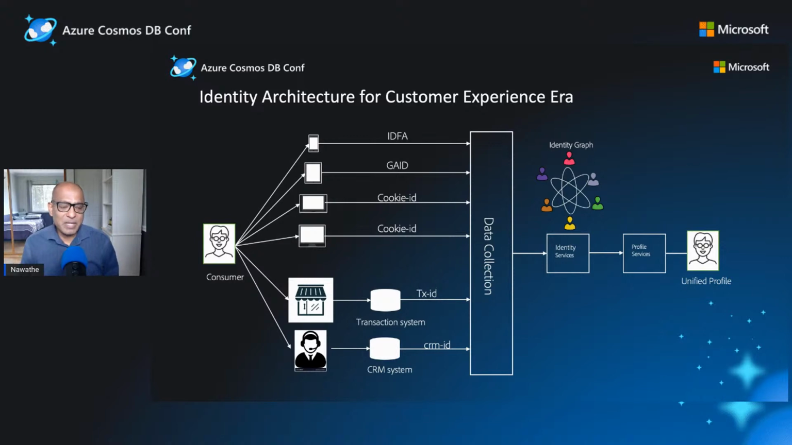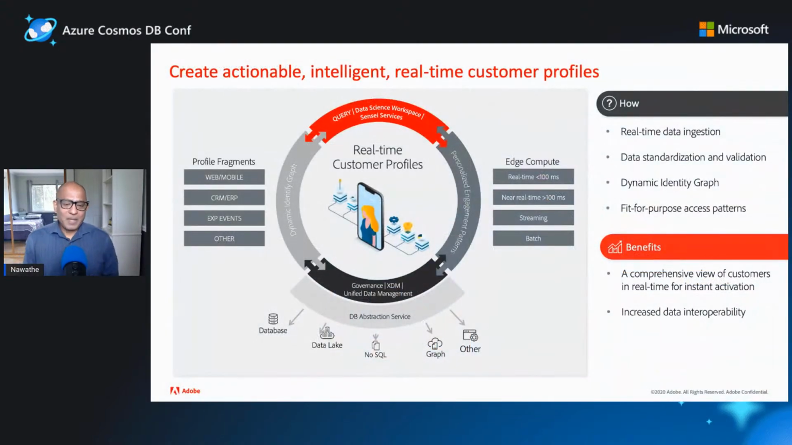Now we know how the profile comes together. Let's look at the next level of detail on the profile architecture. This is just a conceptual view of how the profile is going to start coming together. From the left-hand side, I'm showing the profile fragments. The profile fragments are what I talked about: a single identity gives you a single part of data.